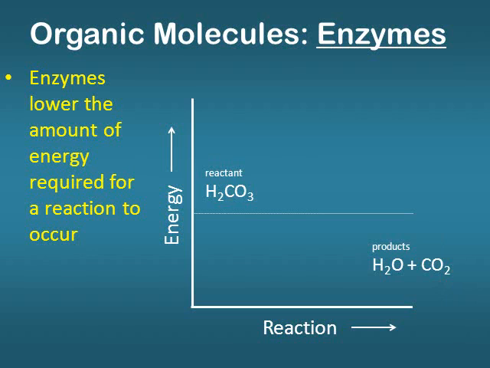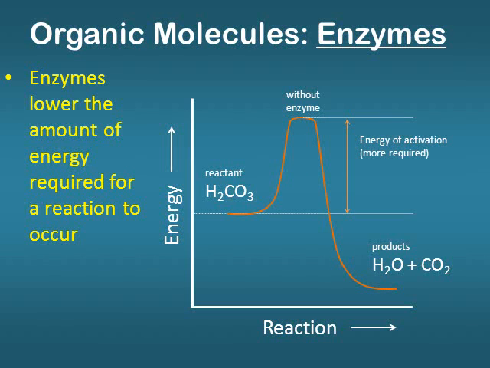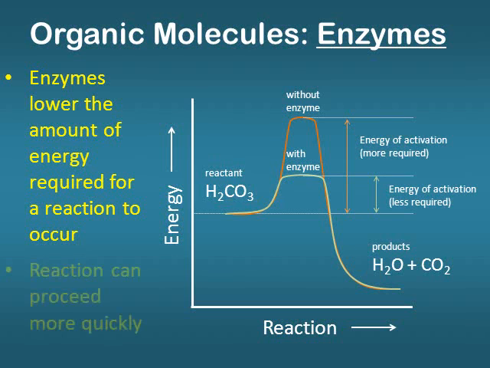So, as we can see here, without an enzyme present, a certain amount of energy is required to be put into this before that reaction can, as we say, go and form products. Thus, here would be the amount of energy required for that reaction to go. Now, in the presence of an enzyme, carbonic anhydrase, we see a much lower amount of energy is required for the reaction to go. And that, in turn, makes this reaction go much more quickly.